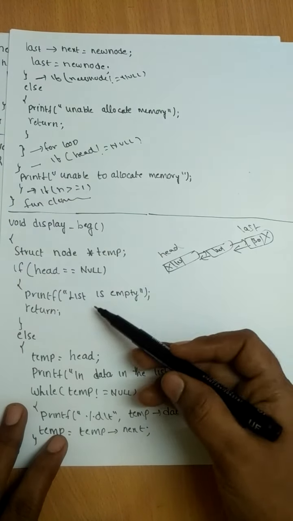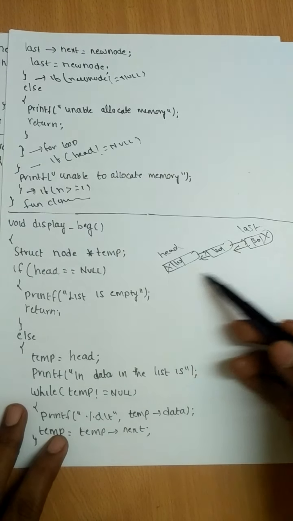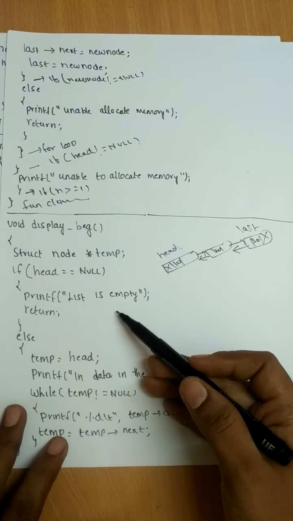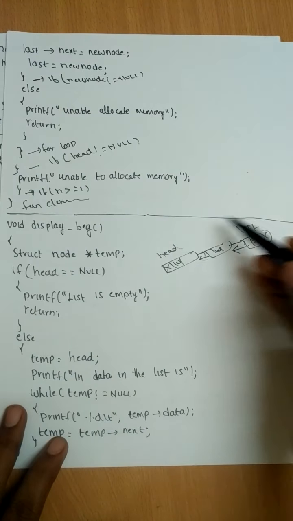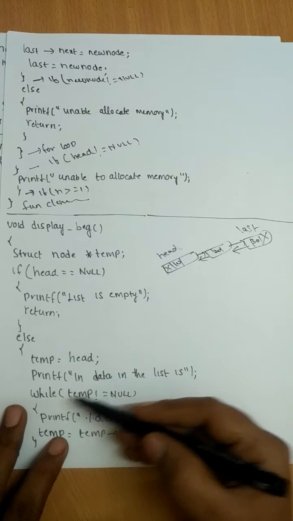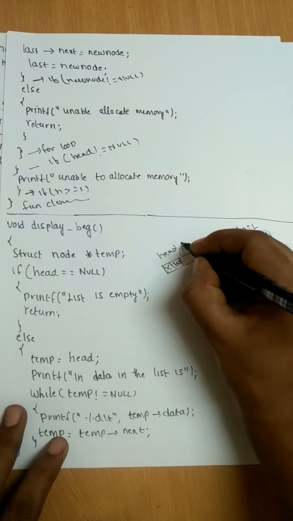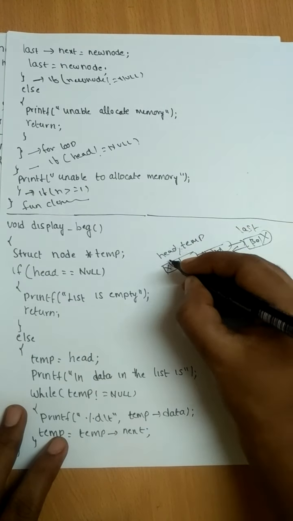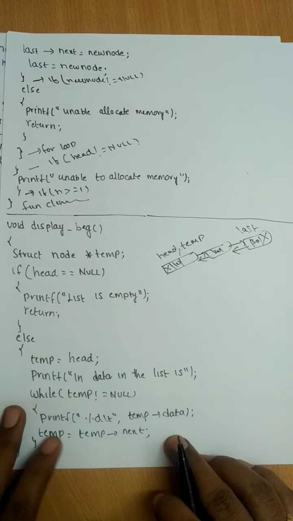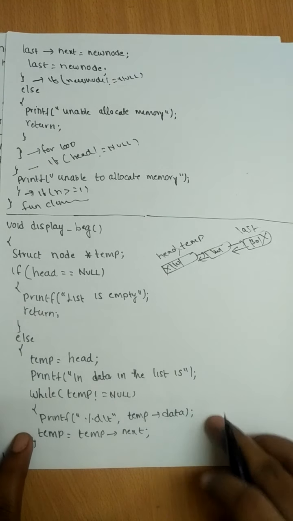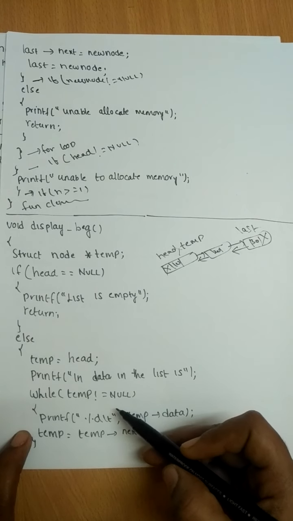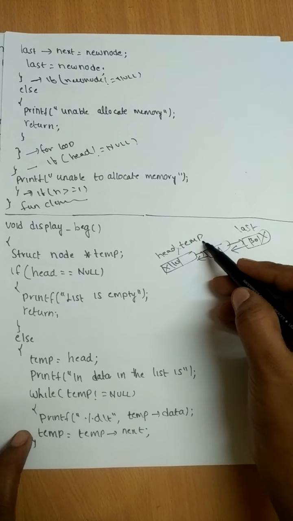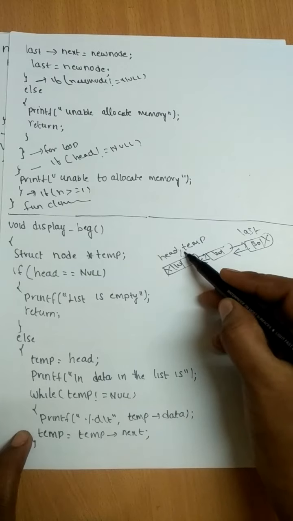If head is null, no nodes in our list, so print our list as empty. Otherwise, if head is not null, that means some nodes are there in the list. Then temp equal to head. That means assign head address to temp. Now print the data in the list. Repeat this loop until temp not equal to null.